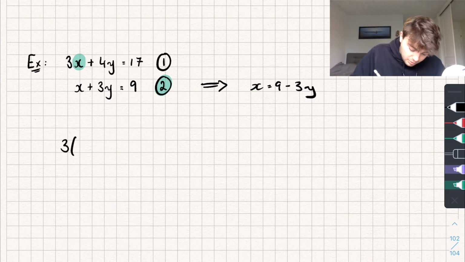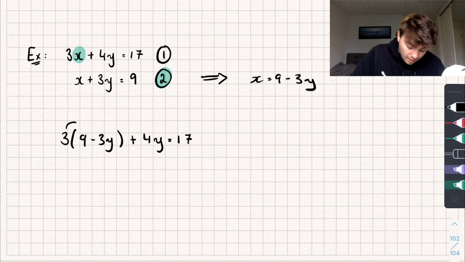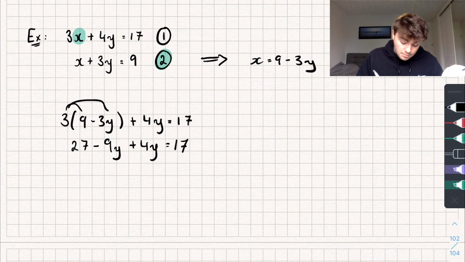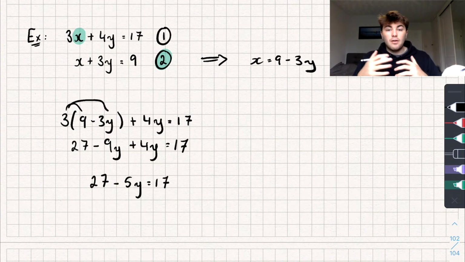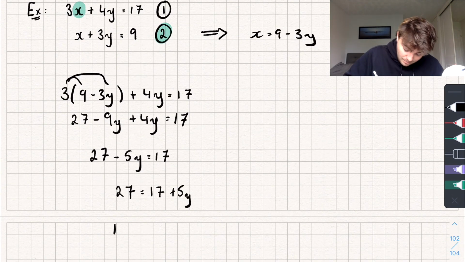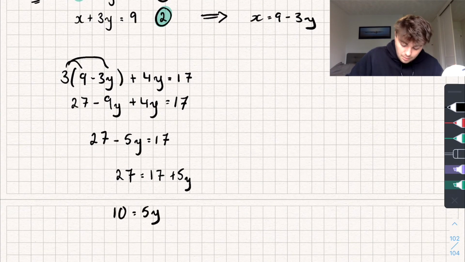We're going to get 3 multiplied by 9 minus 3y plus 4y equals 17. So expanding the brackets, we're going to get 3 multiplied by 9, which is 27, 3 multiplied by negative 3y, which is negative 9y, and then we're going to add on 4y, and we get 17. So collecting like terms, we get 27 minus 5y equals 17. Adding 5y to both sides gives me 27 equals 17 plus 5y. Subtracting 17 from both sides gives me 10 is equal to 5y, and dividing both sides by 5 gives me that y is equal to 2.